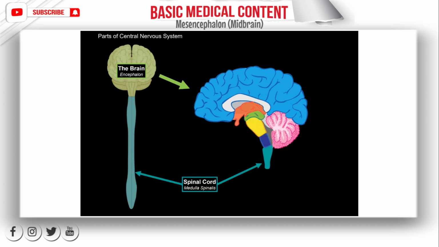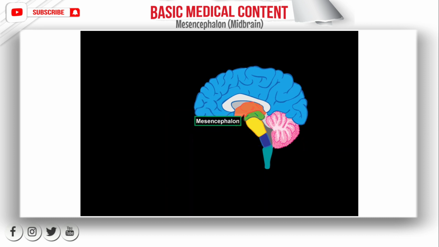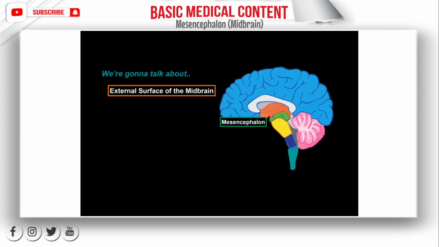We have the brainstem, which consists of the medulla, pons, and the midbrain, or the mesencephalon. We have the cerebellum back here, then the diencephalon and the telencephalon. So our focus in this video is going to be the midbrain, which is here. In this video, we're first going to cover the external surfaces of the midbrain, basically look at its topography and what structures you will find from an anterior view and a posterior view.